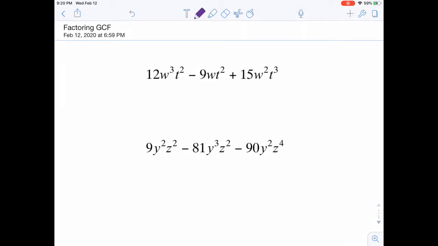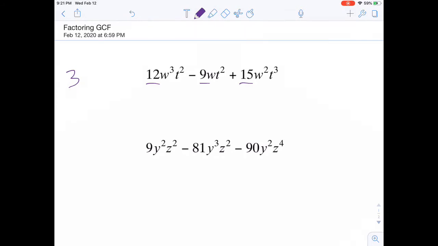I'm going to deal with my coefficients first. So 12, 9, and 15. I'm looking for, again, a common factor, the greatest common factor. So I know that 3 goes into all 3 of these numbers.